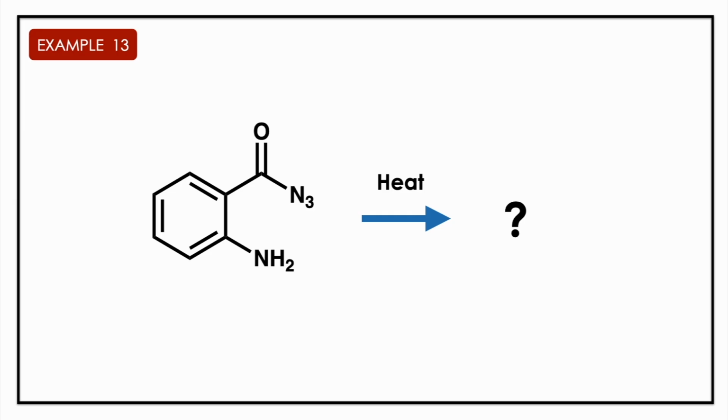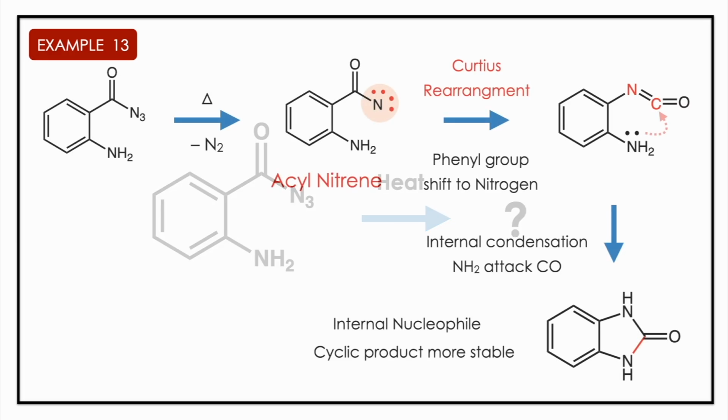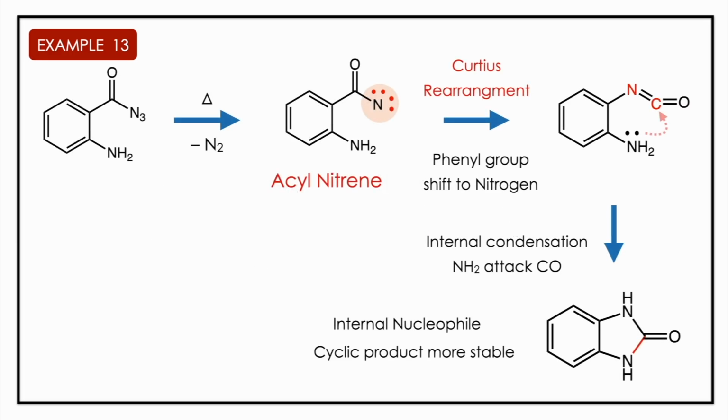Then the next reaction, you have benzene. Acyl azide is there, then amine also there. You are heating it up. You should find what will be the final product. Here acyl azide is there. You are heating in Curtius rearrangement. First step will be removal of nitrogen. Nitrogen removed. It forms nitrene.